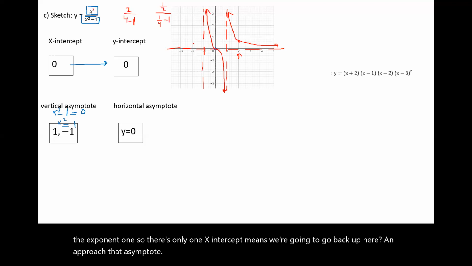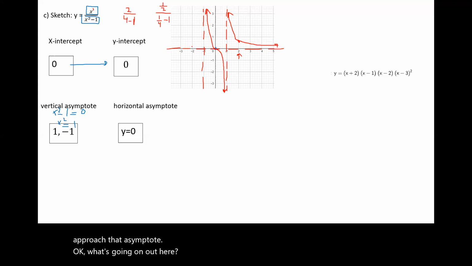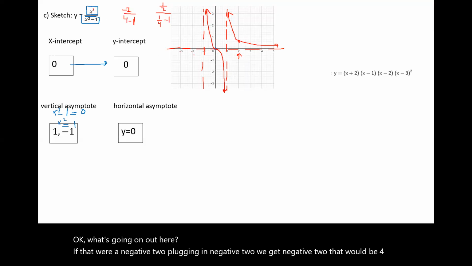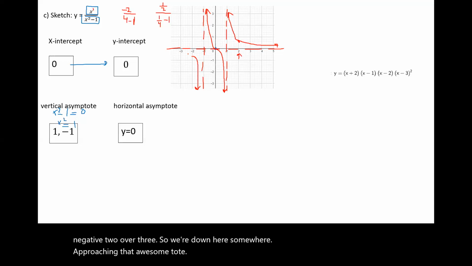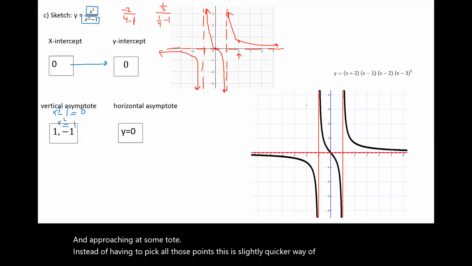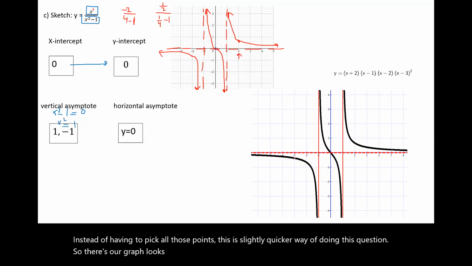Okay, what's going on out here? If that were a -2, plugging in -2, we get -2 over 4 minus 1. So -2 over 3, so we're down here somewhere, approaching that asymptote and approaching that asymptote. Now, instead of having to pick all those points, there's a slightly quicker way of doing this question. So there's our graph. Looks much cleaner than ours, but it's the same idea.